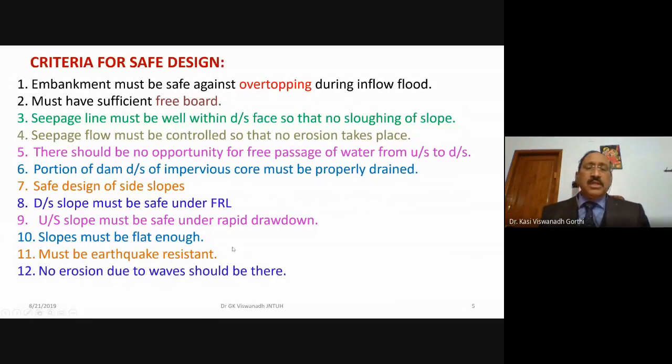It is moving down. So under this rapid drawdown condition also, the upstream slope must be safe. Slopes must be flat enough, as we have seen in the figure. It must be earthquake resistant, and there should be no erosion due to waves. If more and more waves are coming up, there is a possibility that the upstream slope may be eroded or destroyed. So this is the criteria for the safe design.